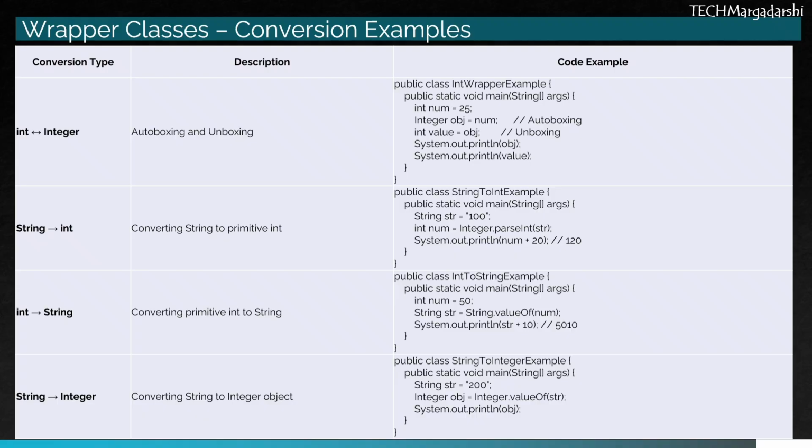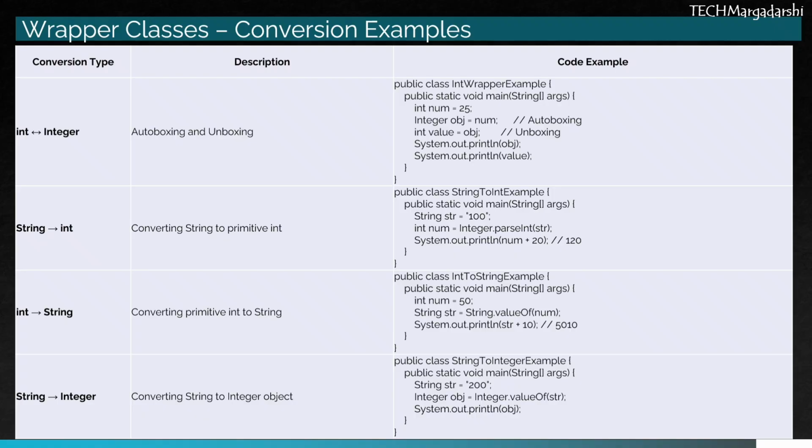Now let's see int to string conversion. Here, the integer value is converted into a string using String.valueOf. Once the value becomes a string, concatenation happens instead of addition. That's why 50 plus 10 becomes 5010.